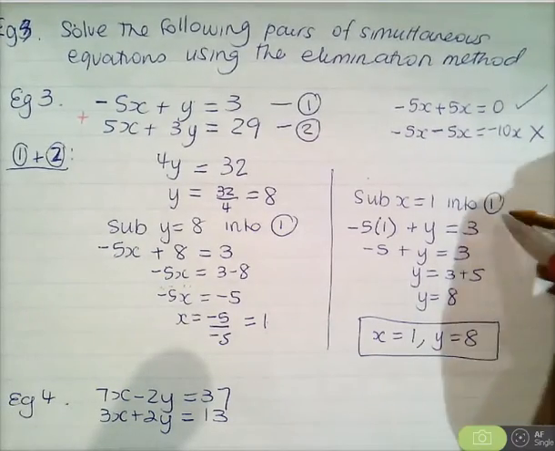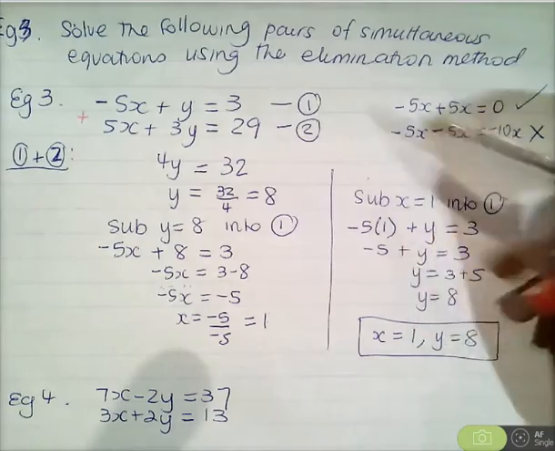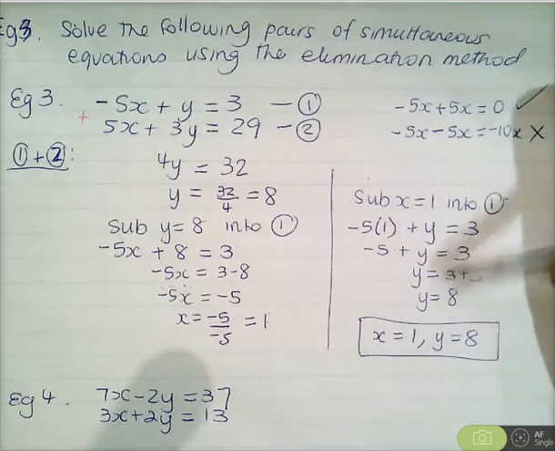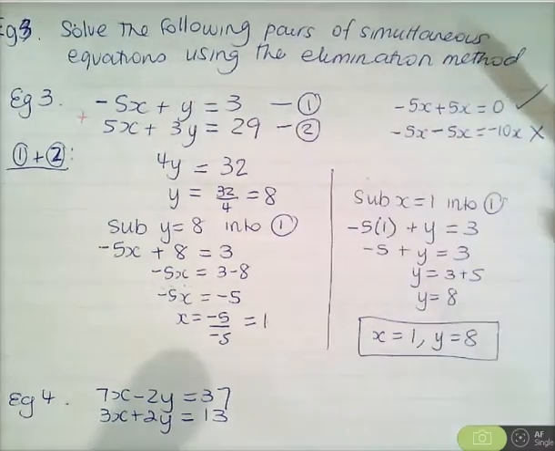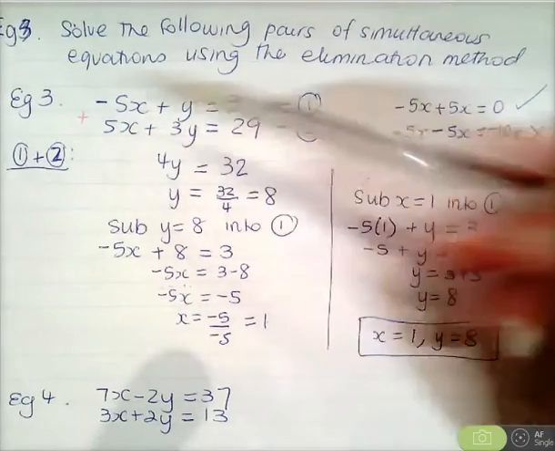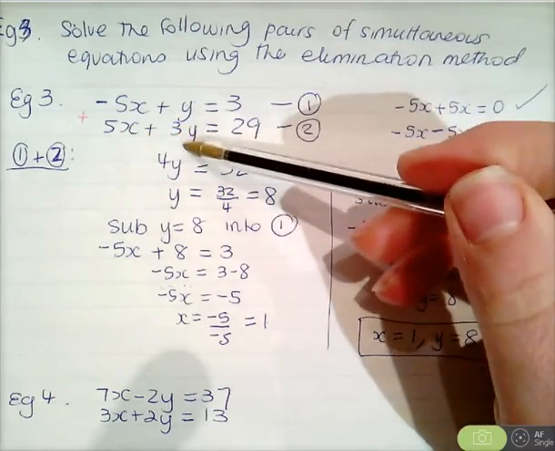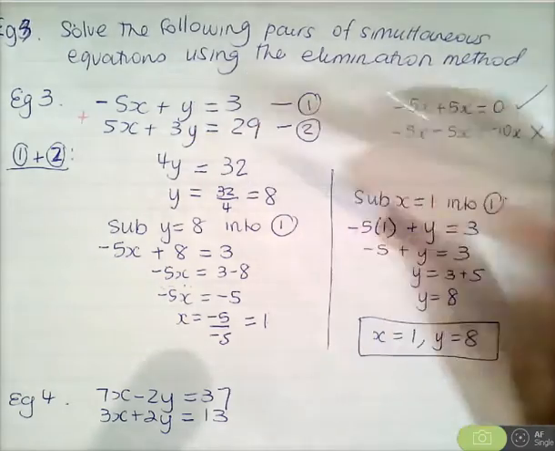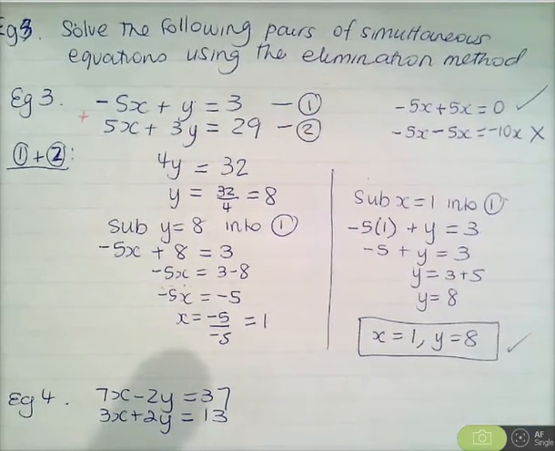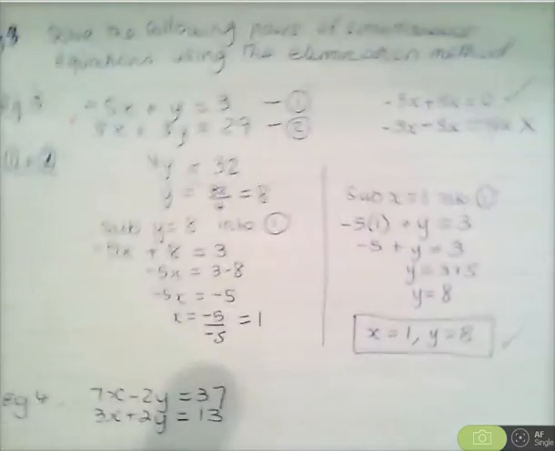Now we've just substituted into equation 1, so we know that's correct for that. Let's have a quick look if we put x is 1, y is 8 into equation 2. 5 times 1 is 5. 3 times 8 is 24. 5 plus 24 is 29. So that solution is correct. Okay. Now for another example.